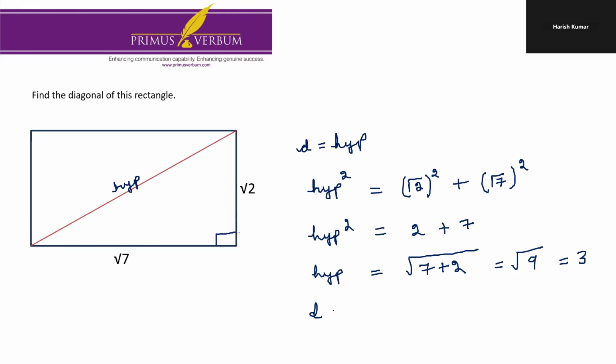So since the length of the diagonal is equal to hypotenuse and hypotenuse is equal to 3, then the diagonal is 3. So the length of the diagonal of this rectangle is 3. I hope that's clear.